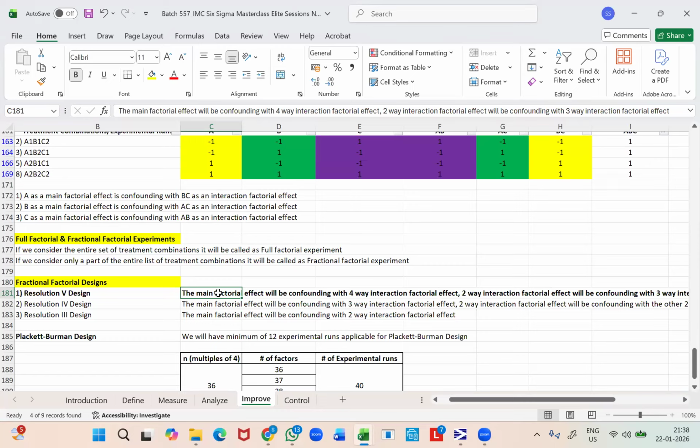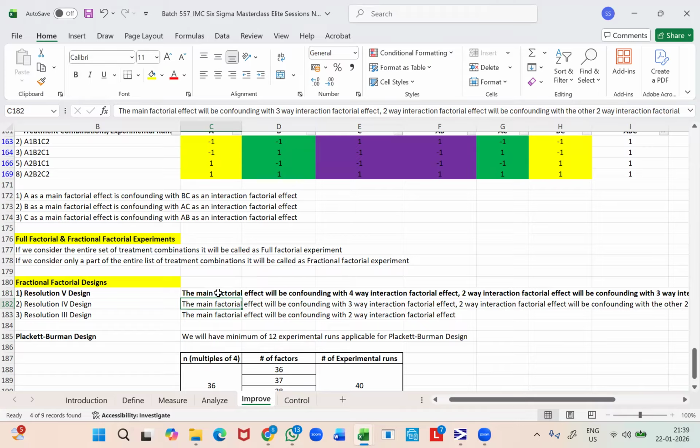So we can separate out one finger and then combine the rest of the 3 fingers. So which means the main factorial effect will be confounding with three-way interaction factorial effect. That is one combination. Next combination, we can combine 2 fingers on one side and the other 2 fingers on the other side. That means two-way interaction factorial effect will be confounding with the other two-way interaction factorial effect. So this will be the confounding technique adopted for resolution 4 design. So validation of 4-way interaction factorial effect will be sacrificed.